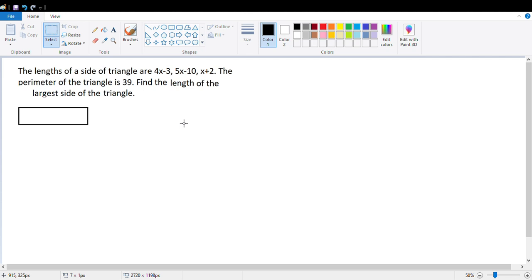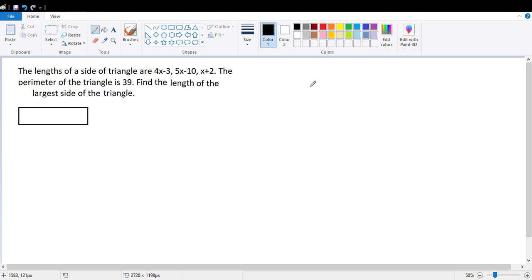It says the lengths of the sides of a triangle are 4x minus 3, 5x minus 2, and x plus 2. It tells us the perimeter of the triangle is 39, and they want us to find the length of the largest side of the triangle. It's a fill in the blank type of question, fill in the box, so no multiple choice. In this case, you actually do have to solve straight for x and make sure that your answer is accurate. Right, so let's take a look.